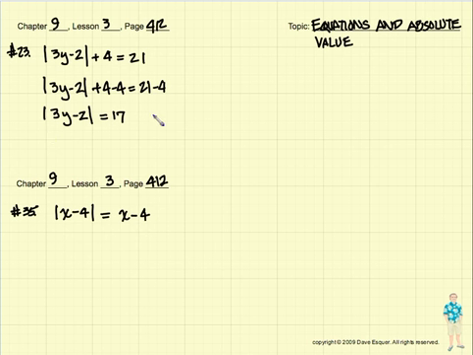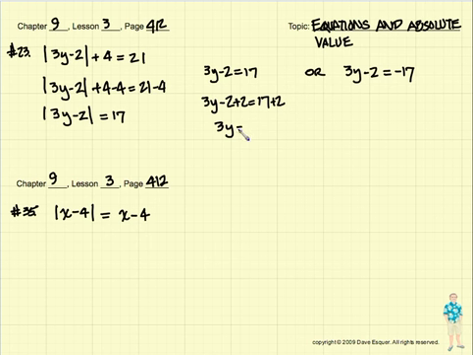So we have this now that we can manipulate, and that breaks out into two equations. 3y minus 2 is equal to 17, or we can have 3y minus 2 equals negative 17, because we remember we can have two values for the absolute value. So let's see if we can solve this one. We have 3y minus 2 plus 2 is equal to 17 plus 2. So we end up with 3y is equal to 19, or y is equal to, I believe, 19 over 3.